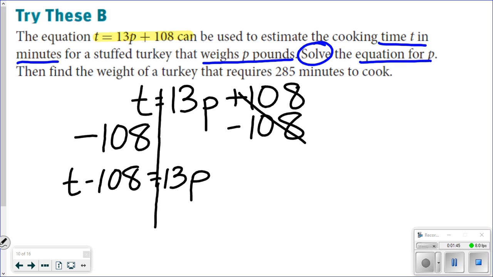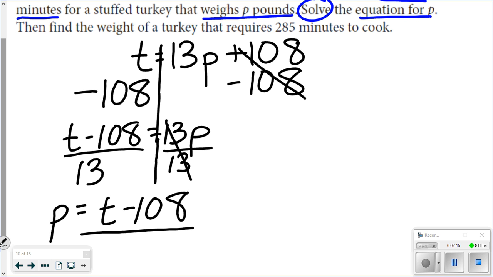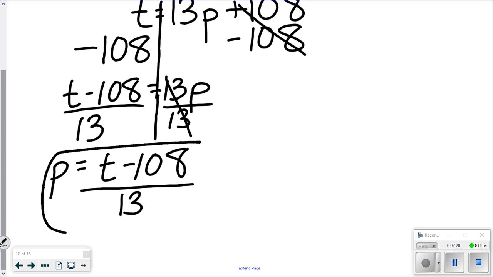We're trying to get P all by itself. Currently, the coefficient in front of it is 13. 13 and P are being multiplied together. So the opposite is to divide. So we're going to divide both sides by 13. And now P is by itself. So P equals T minus 108 all over, so make a big fraction bar, 13. This is our final answer. That's what P is equal to.